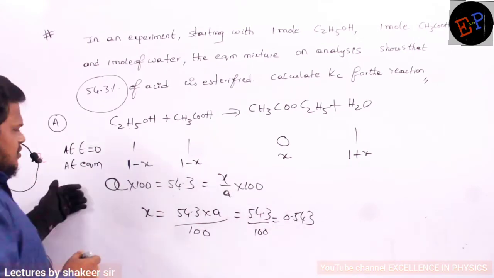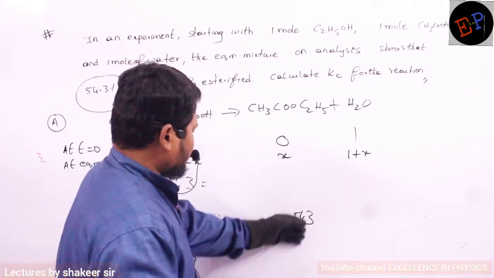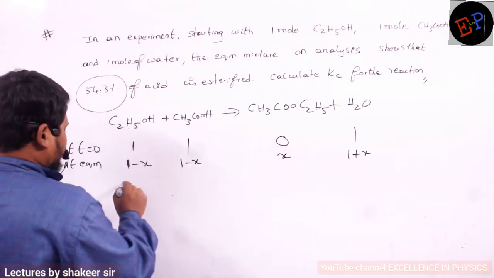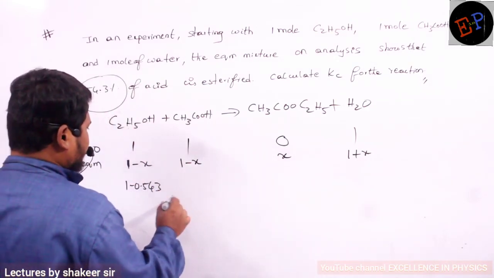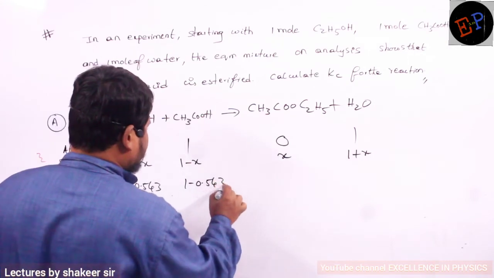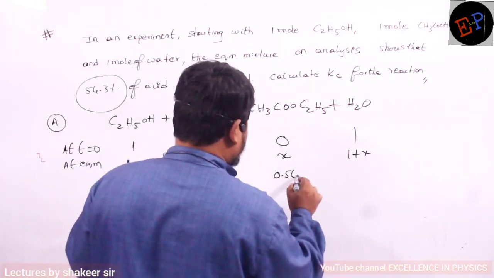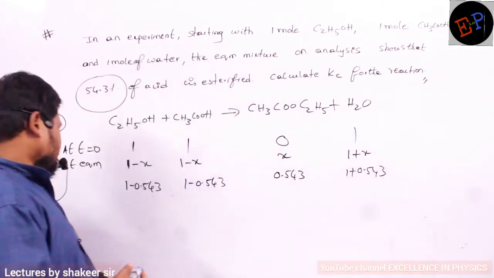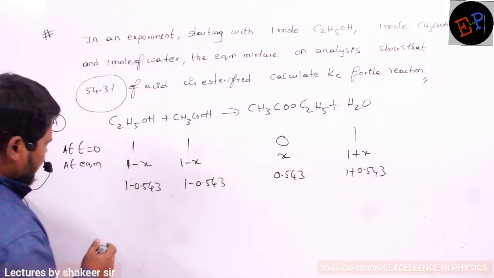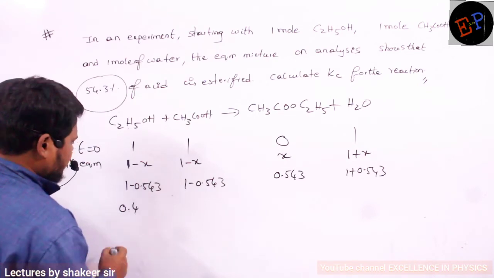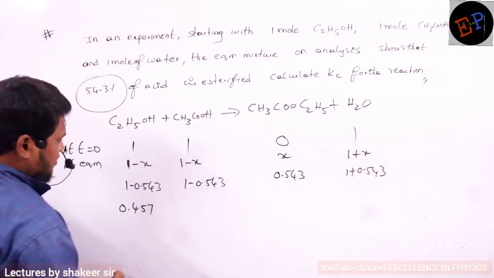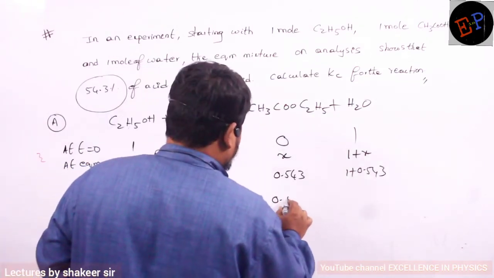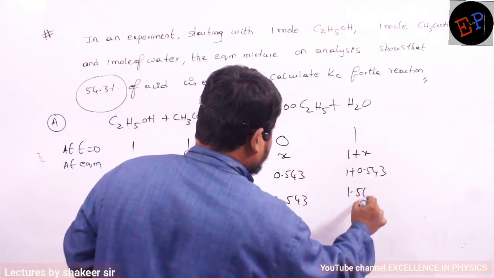So therefore substitute 0.543 instead of x. So it is 1 minus 0.543. This is 0.543 and this is 1 plus 0.543. So 1 minus 0.543 is 0.457, so this is also 0.457. This is 0.543. This is 1.543.